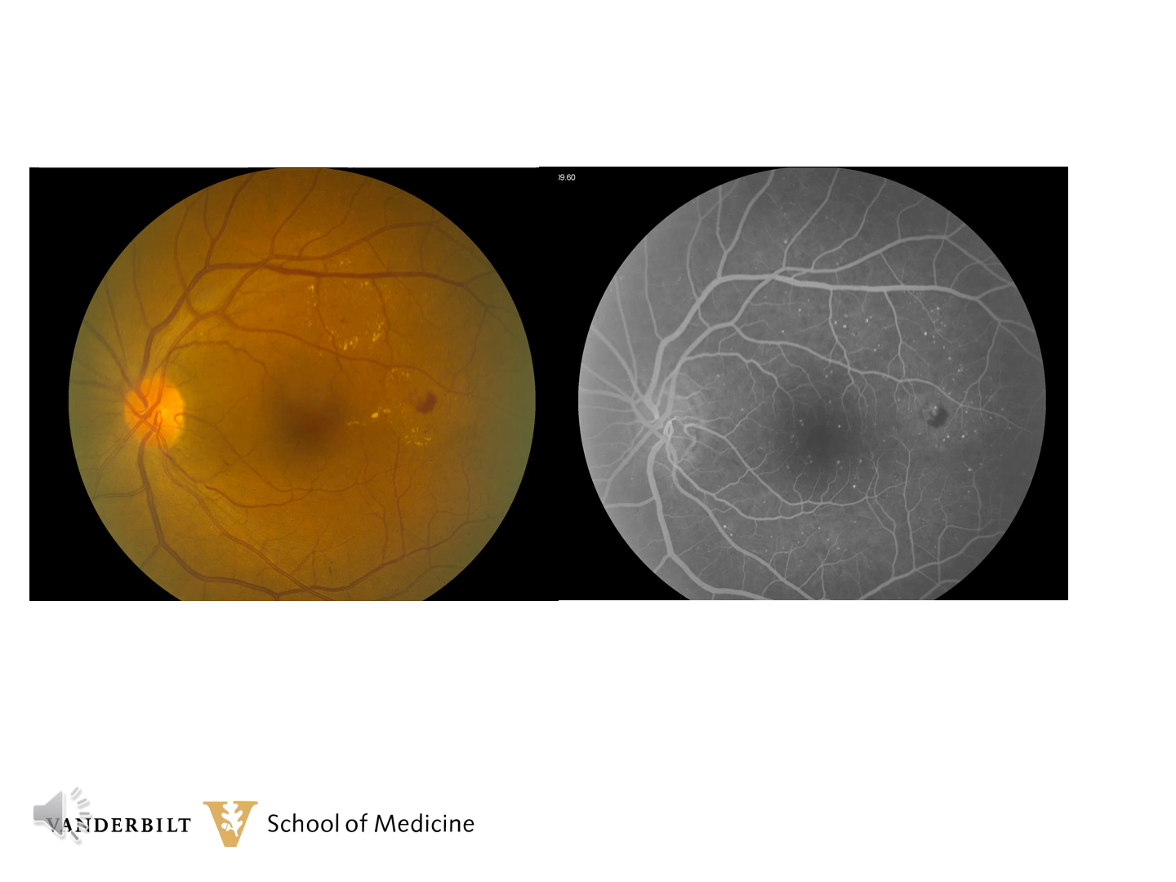This is another fairly typical photograph in a case of non-proliferative diabetic retinopathy. These abnormal blood vessels are microaneurysms, and you can see these leaking on the fluorescein angiogram, mainly in the temporal macula.